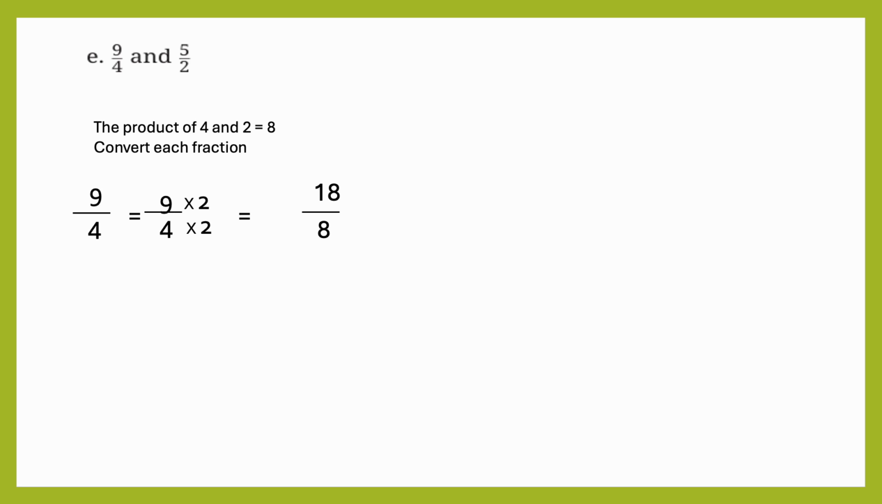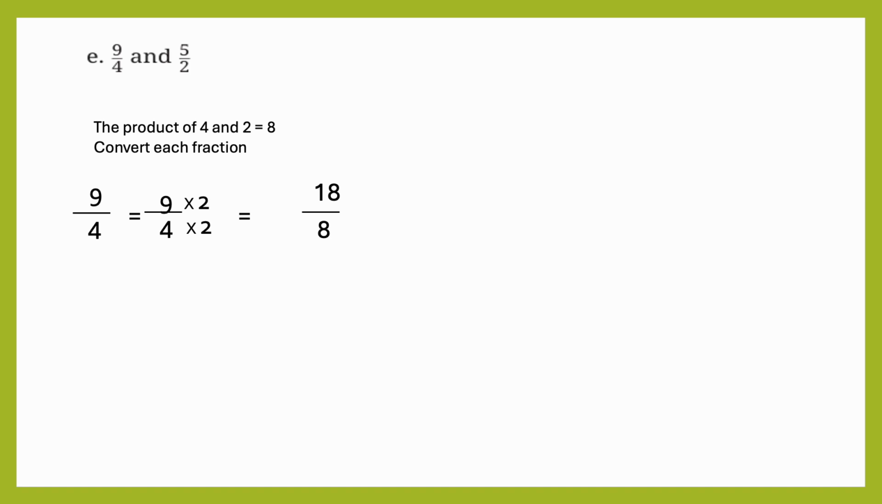Next one, 9 by 4 and 5 by 2. Here the product of 4 and 2 is 8. Then convert each fraction. First, 9 by 4. Convert 9 by 4 into an equivalent fraction such that the denominator is 8. See, 4 into 2 is 8. So multiply both numerator and denominator by 2. So 9 into 2 is 18. 4 into 2 is 8. So 9 by 4 is equivalent to 18 by 8.